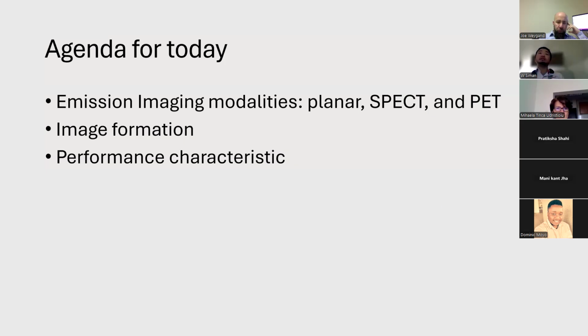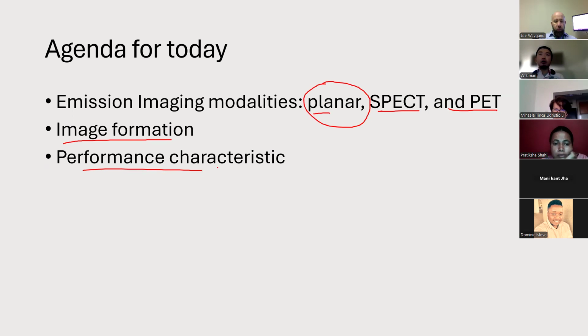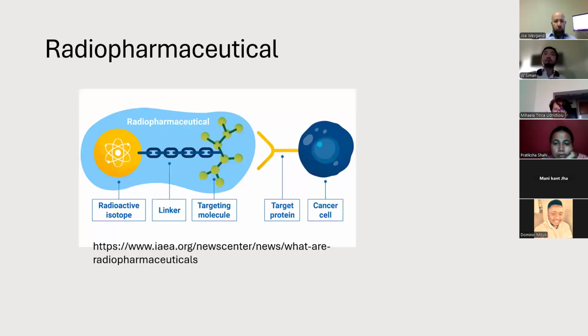So for the agenda for today, I'm going to discuss three imaging modalities, and it's heavy on the planar side because when you first learn about transmission imaging, you spend a lot of time on X-ray, the general radiography. Then I will discuss the image formation and how they are different from transmission imaging, and then I'll discuss some performance characteristics of those modalities.